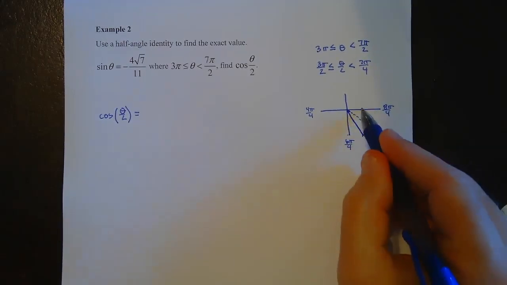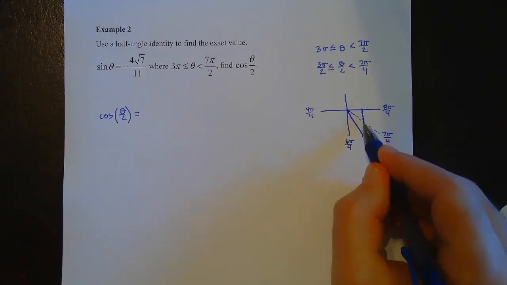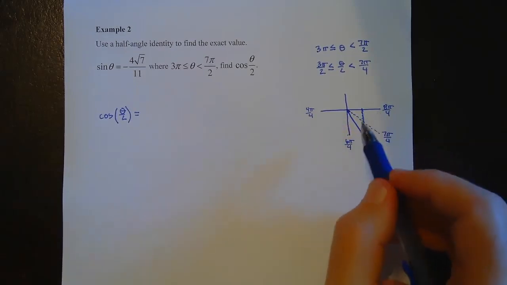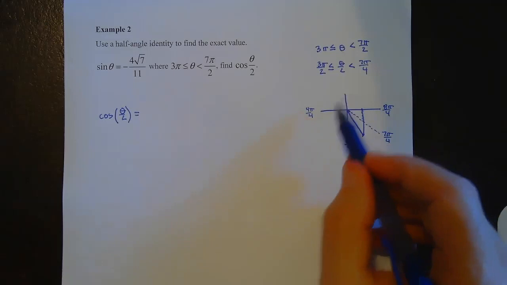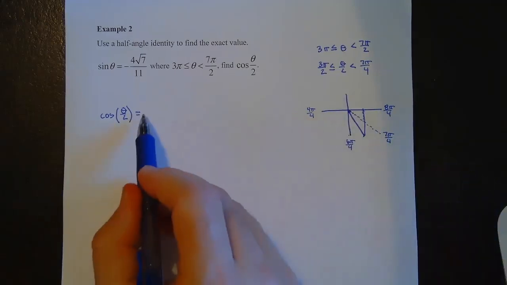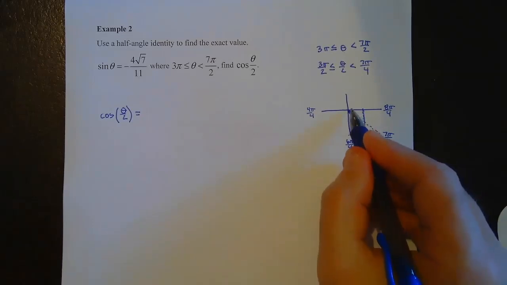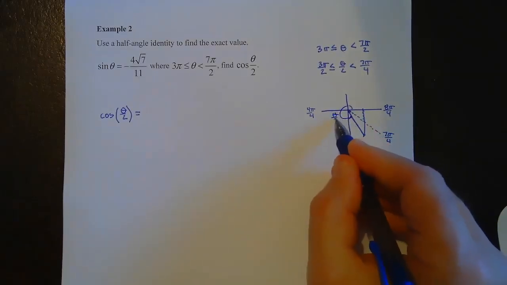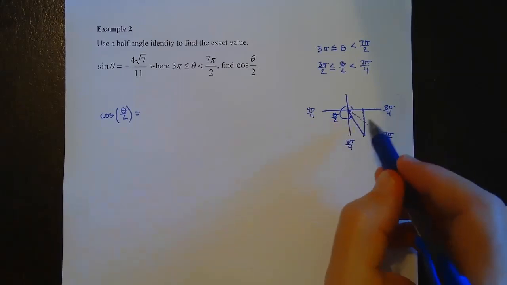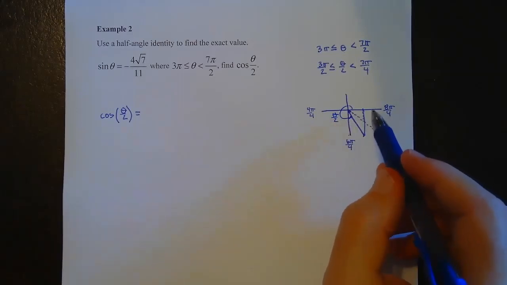Now, there's my right triangle. We need this to determine whether this is going to be positive or negative. Right here, this angle is theta over 2, and it's in the fourth quadrant. And what do I know about cosine in that fourth quadrant?